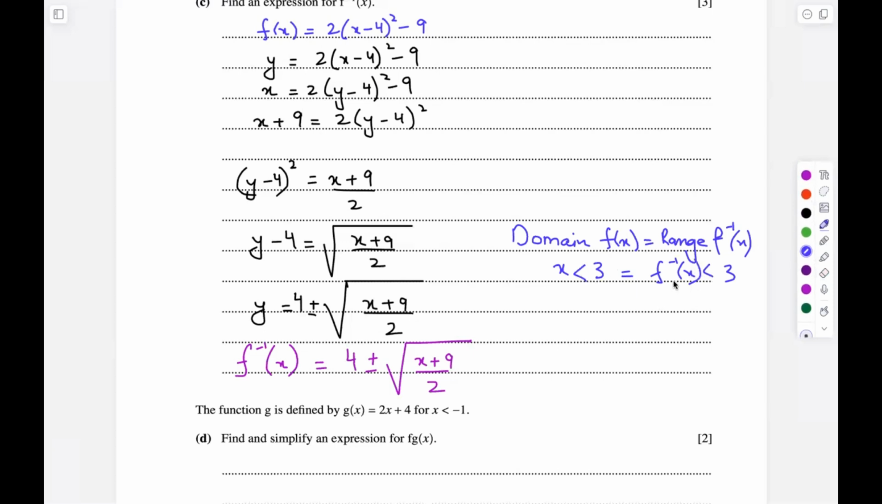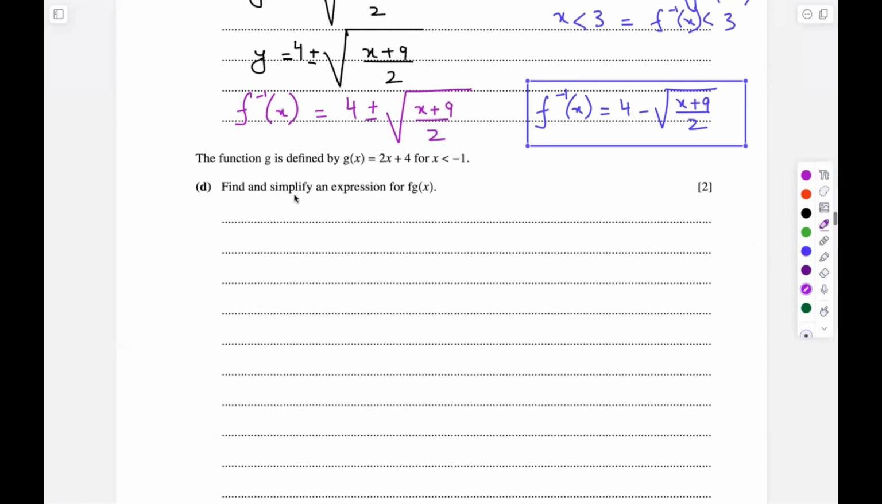Now for the range of f inverse to be less than 3, there must be a negative sign up here. If it was positive, it would be 4 or more. So we'll write f inverse of x will only be 4 minus the square root of x plus 9 upon 2. So this value will always be less than 3.